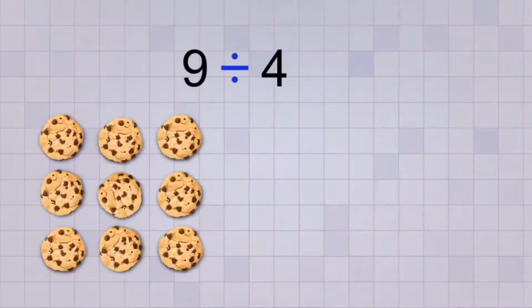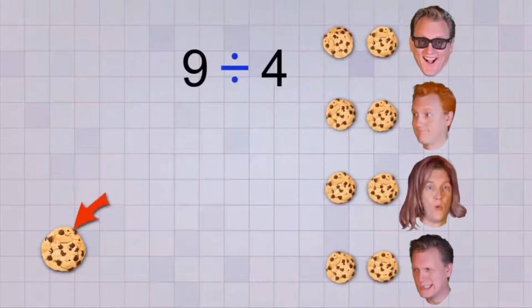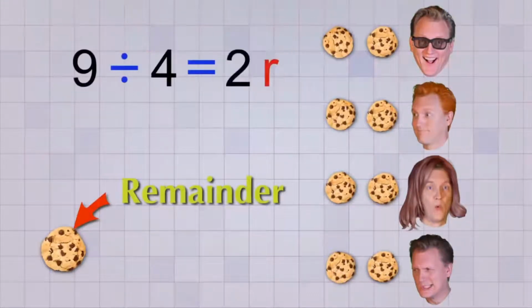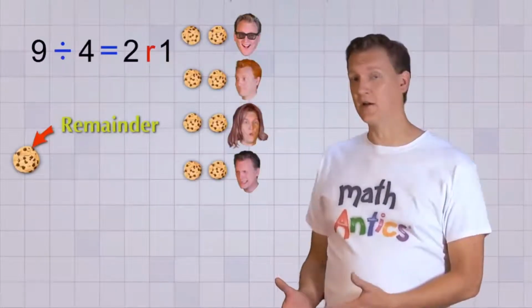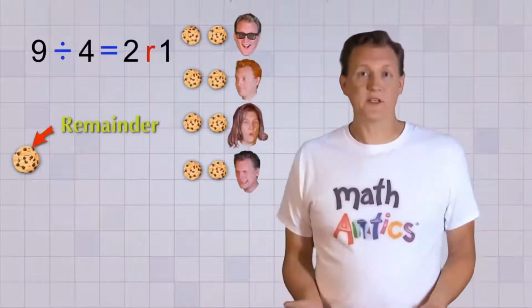Like if you had 9 cookies and 4 kids. Each kid could have 2 cookies, but there would be 1 left over. And in division, that leftover amount is called the remainder. So the answer to 9 divided by 4 is 2 with a remainder of 1. All right, so it's not that hard to figure out a simple division problem when you have a picture like this. But what about when we just have numbers?